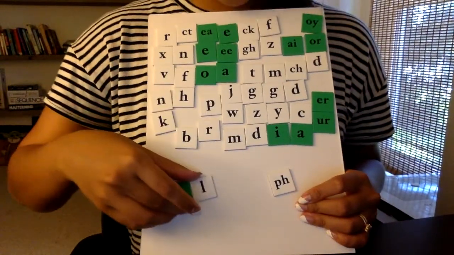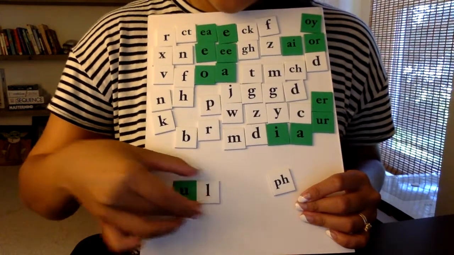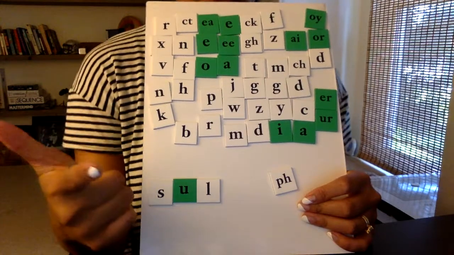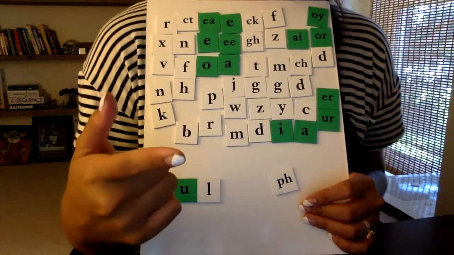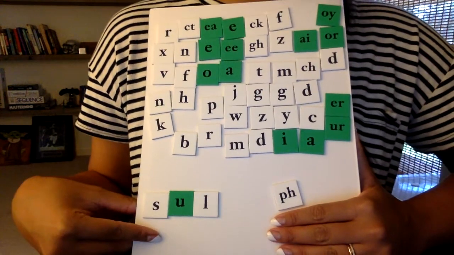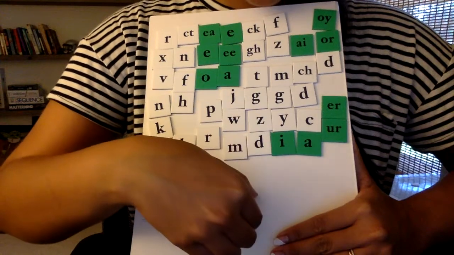Let me straighten that a little bit. That's crooked. All right. So my first syllable is sul. The second syllable in sulfur is fur. So how do you think the f sound is spelled in this word? It's PH. So I'm going to use the PH.